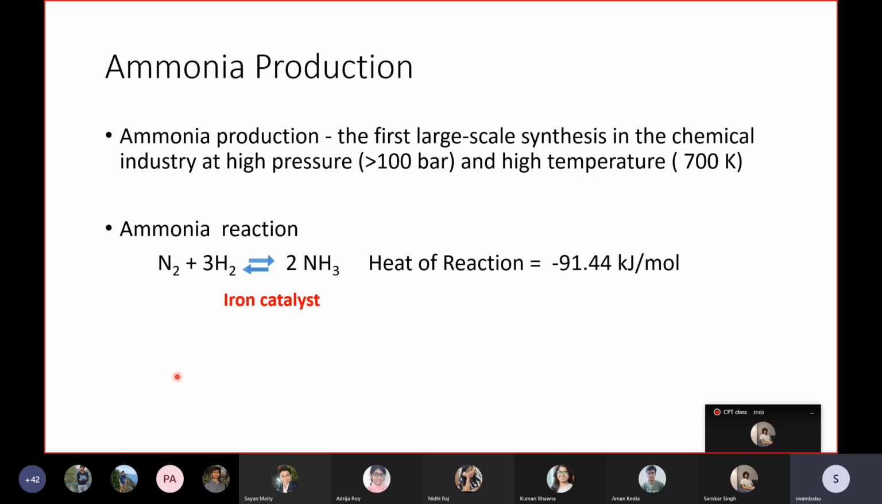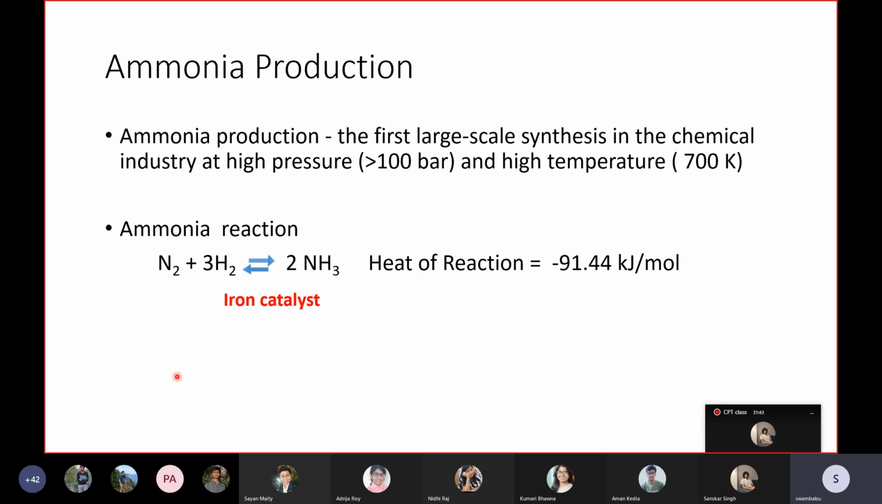And for this reaction to happen, catalyst is a must. Without catalyst, if you try to carry out this reaction, the conversion is almost 1% only. The conversion is lower than 1%. Without catalyst, even at very high pressure, N2 plus 3H2 giving 2NH3, the conversion value will be much lower than 1%. That means it's almost impossible.